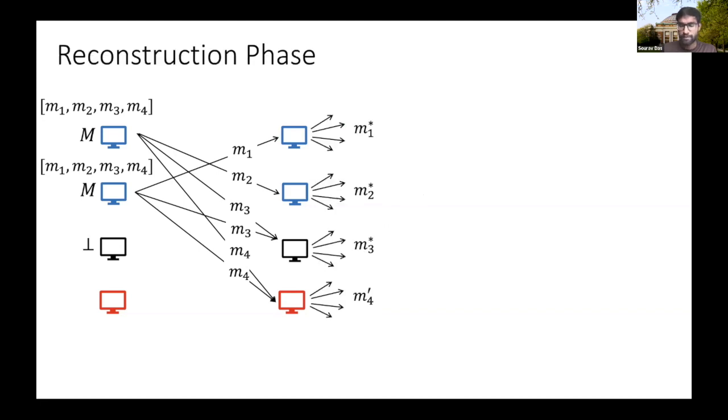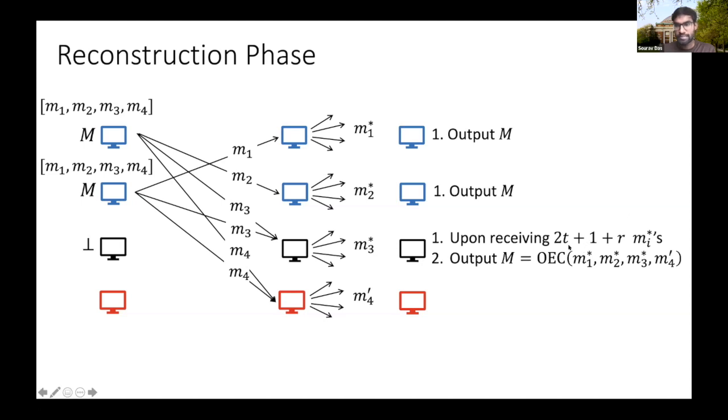At the end of the dispersal phase, we start the reconstruction phase, where every node just gossips, multicasts the mi star they have. So this is the reconstruction phase. Small mi's are small messages, capital M is the large message. At the end of the reconstruction phase, node 1 and node 2 will output the original message because they already have it. Node 3 will wait to receive 2t plus 1 mi stars, and then it will run the decoding procedure to recover M. So this is the overall protocol. It is very simple, only 2 steps: dispersal and reconstruction.